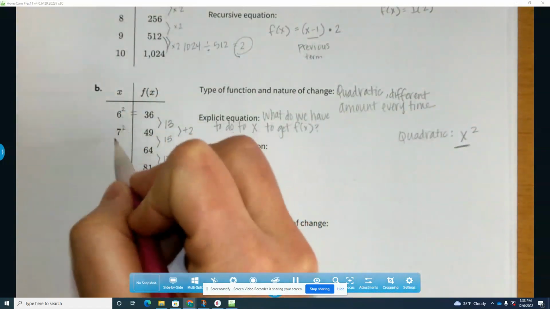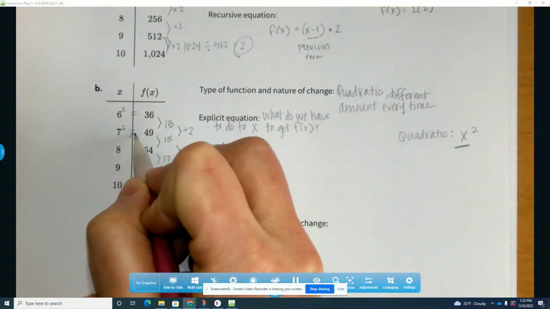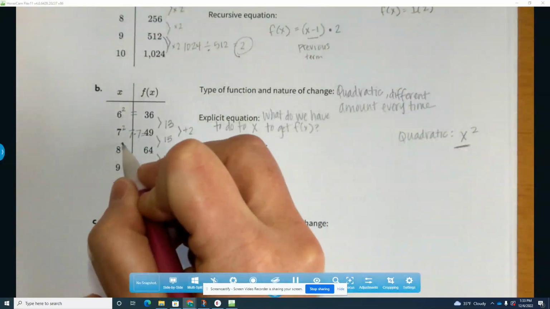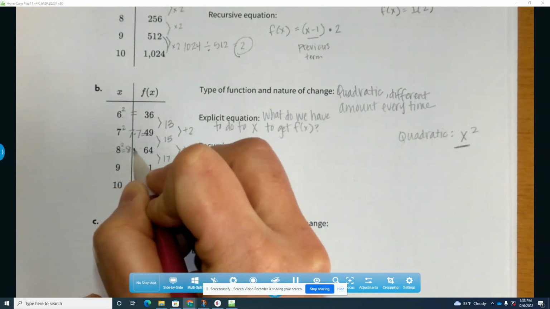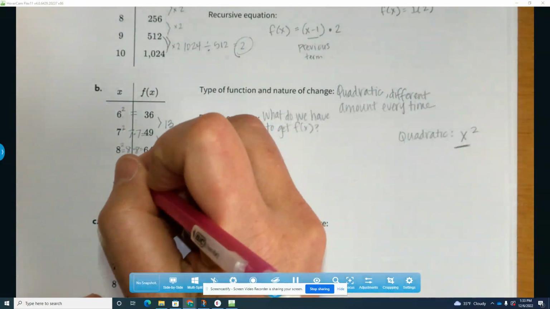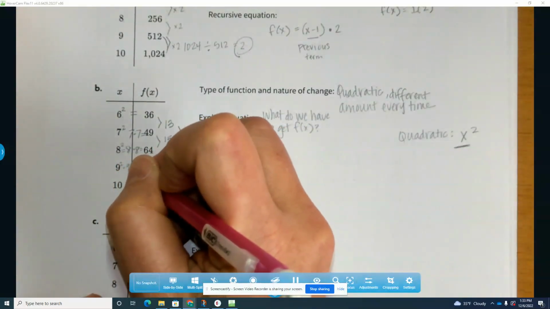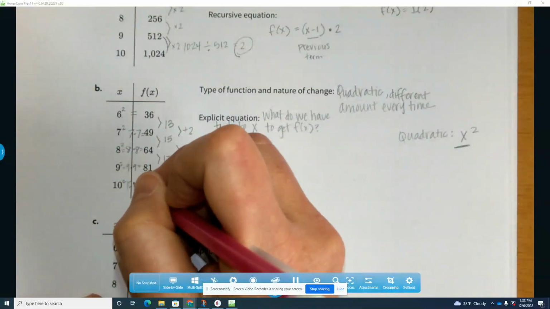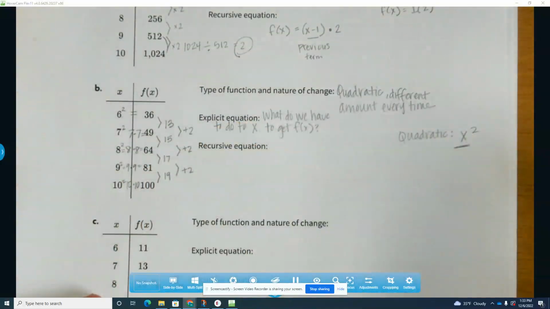7 squared is 7 times 7. And that is 49, so that one checks out. 8 squared is 8 times 8. That's 64, that checks out. 9 squared is 9 times 9, that checks out. And 10 squared is 100.